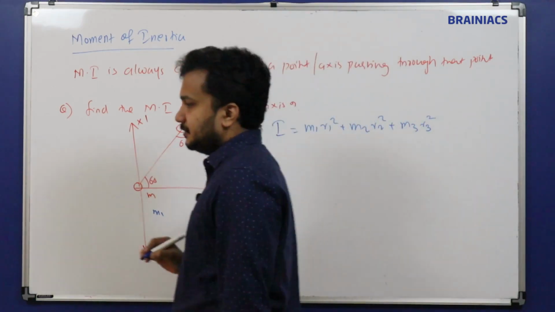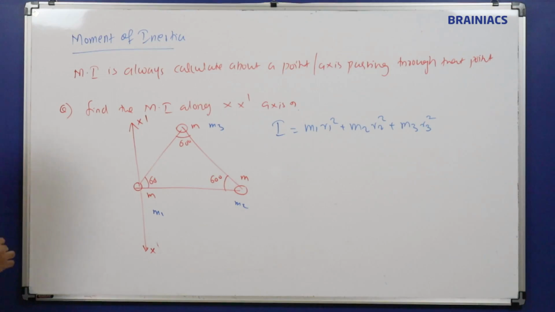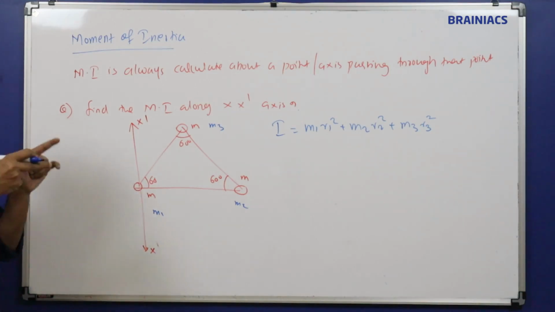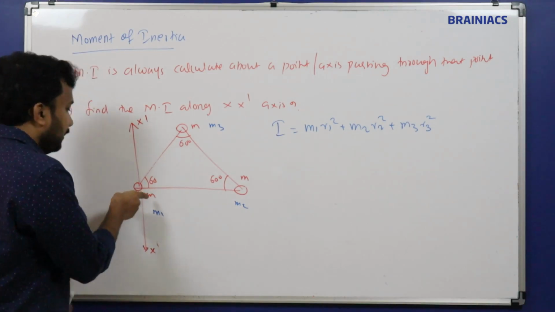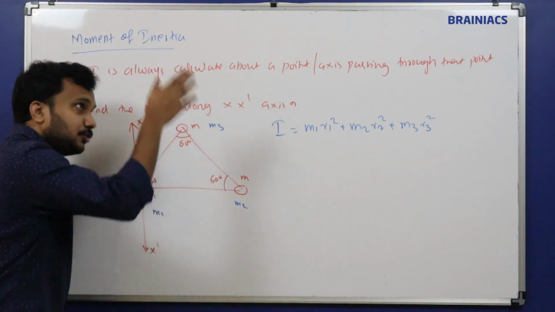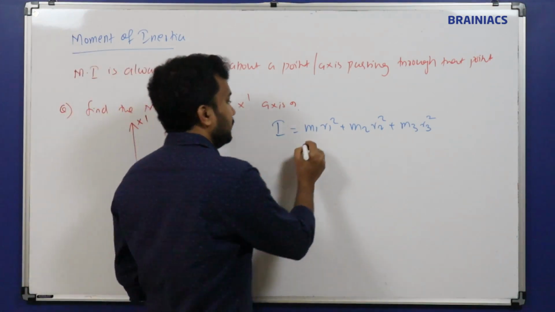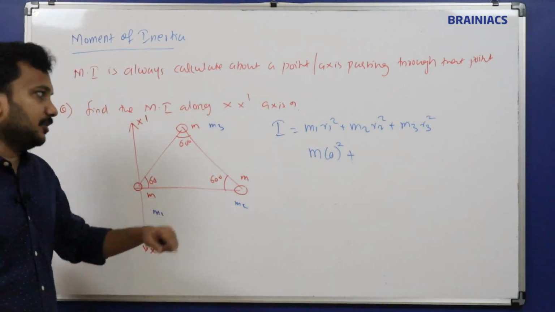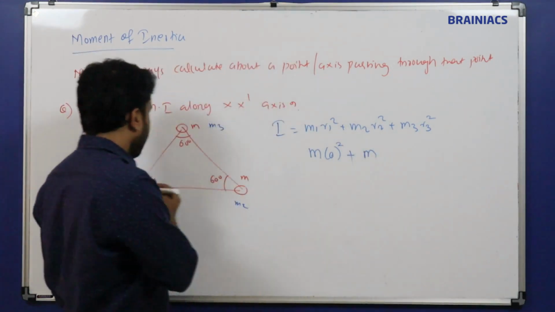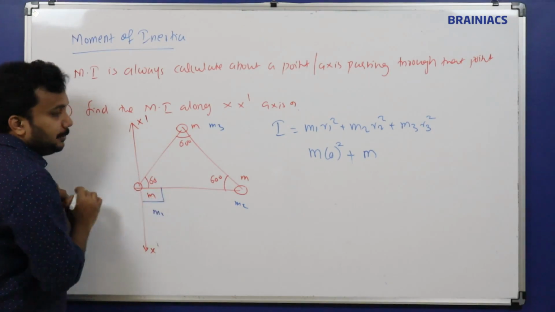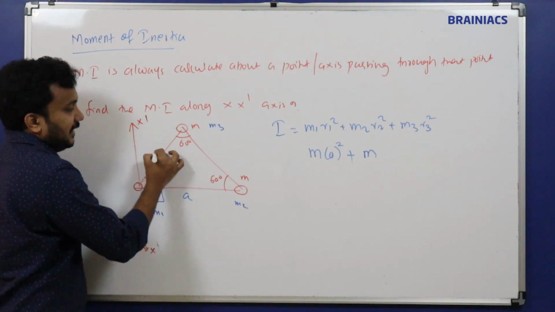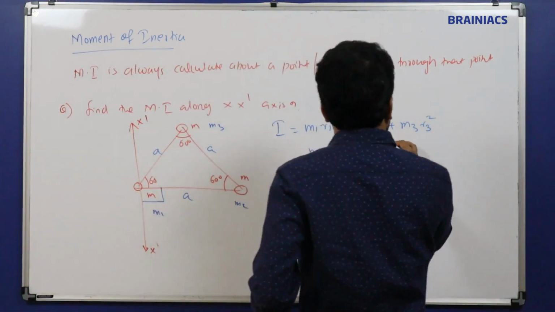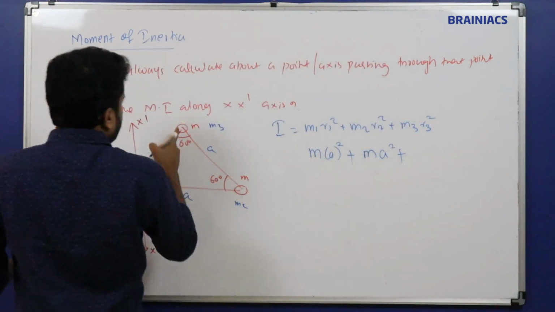So totally three moments of inertia. M1 is this mass, and it is already passing through the axis, so there is no distance. So m into 0 square, plus m2. Here m2's perpendicular distance to the axis is the side, which is equal to a, so we get m2 a square, which means ma square, plus m3, the third mass.